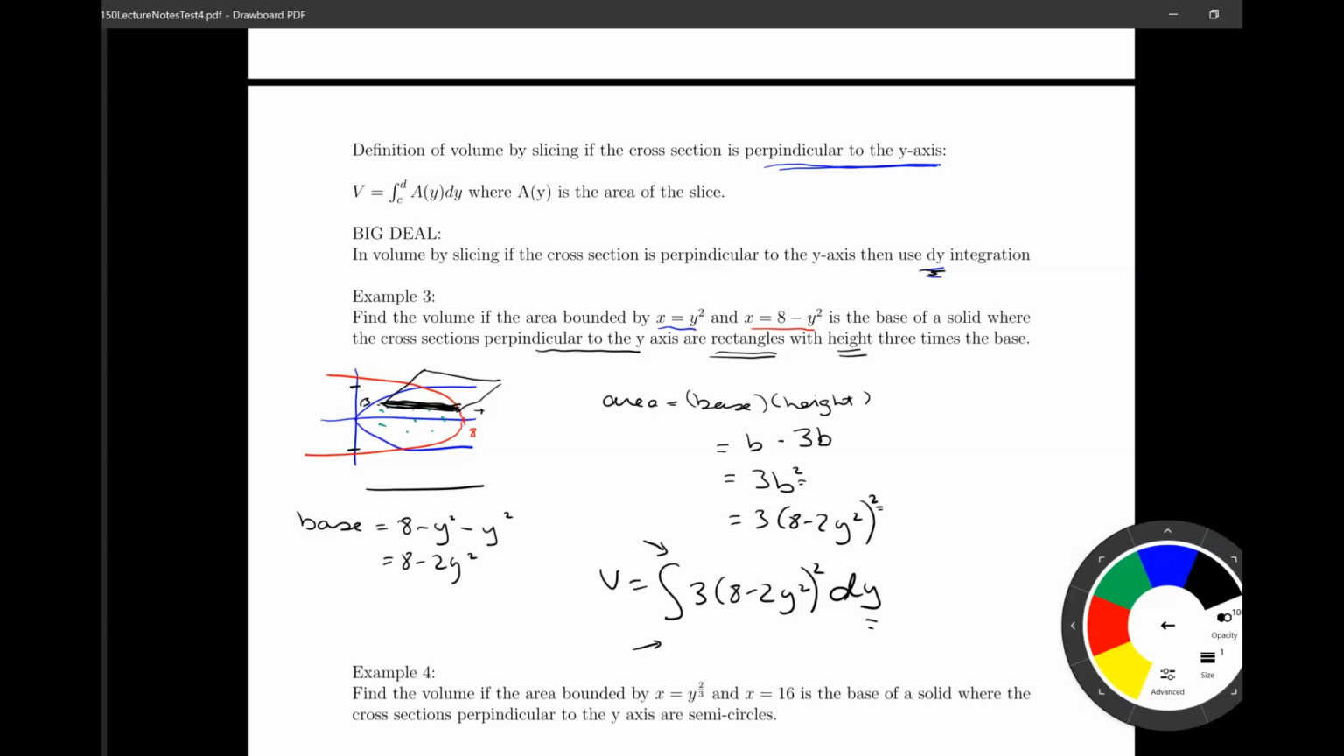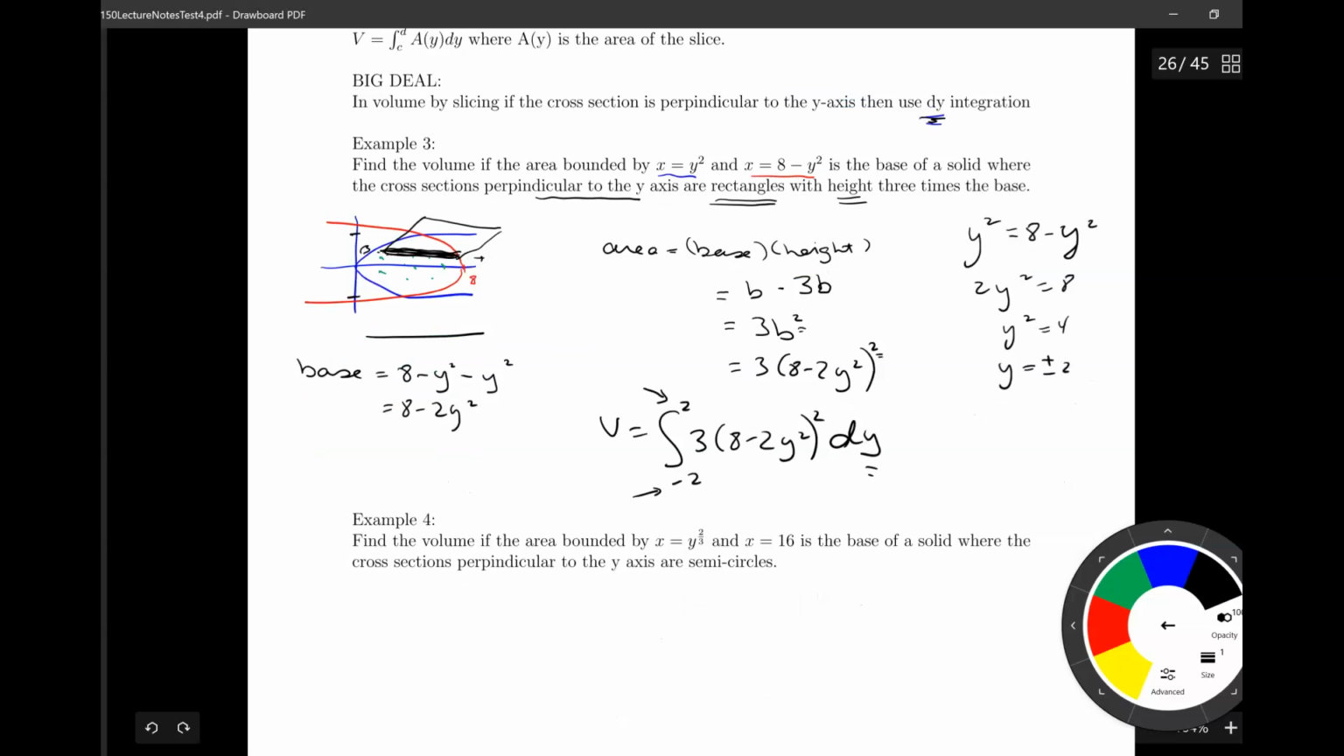So I know I find those values by setting them equal to each other. So I have y squared is equal to 8 minus y squared. So 2y squared is 8. y squared is 4. So I get y equaling plus or minus 2. So minus 2 to plus 2.